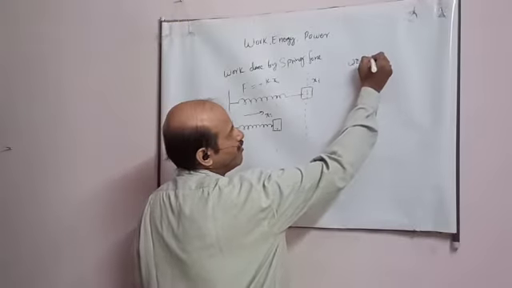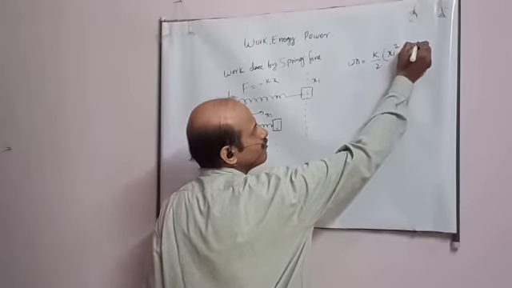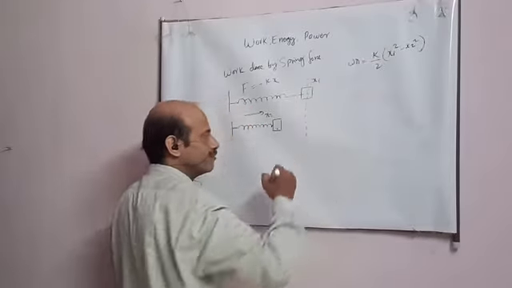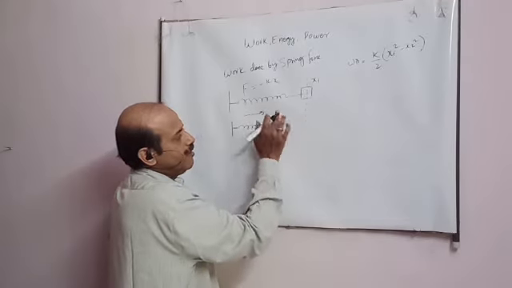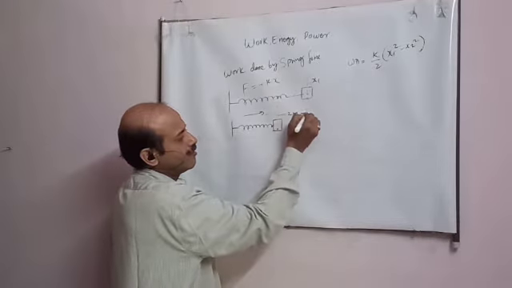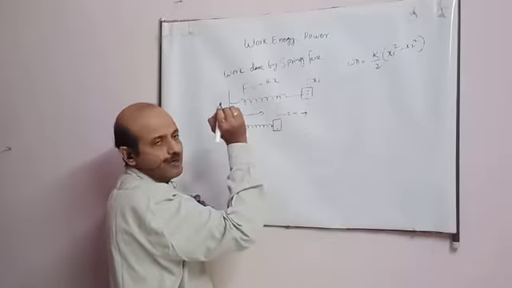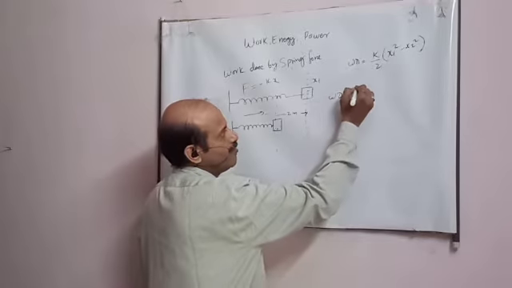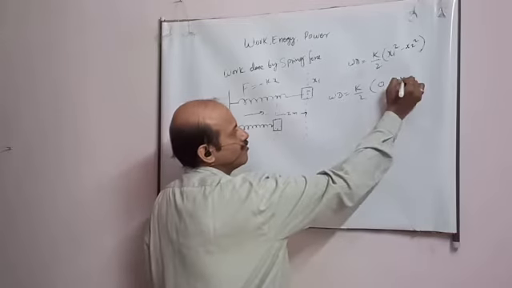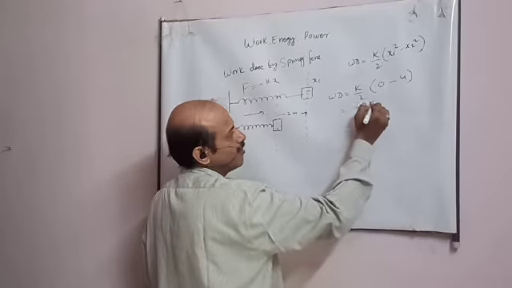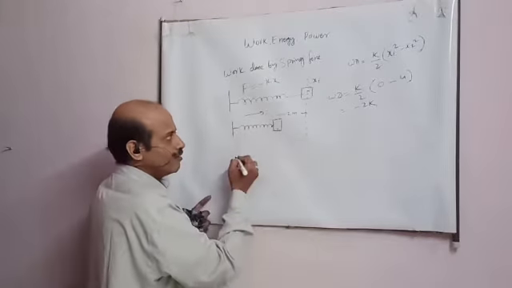I am writing here the work done formula. What we got is, student, suppose the spring is compressed first to 2 meters along this side. Now from here to here I have to find out work done. So in this case work done will be K by 2, student, x1 initial position is 0 here, minus 2 squared. So this is minus 2K, student.